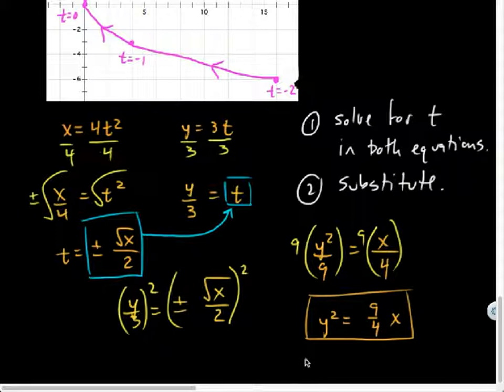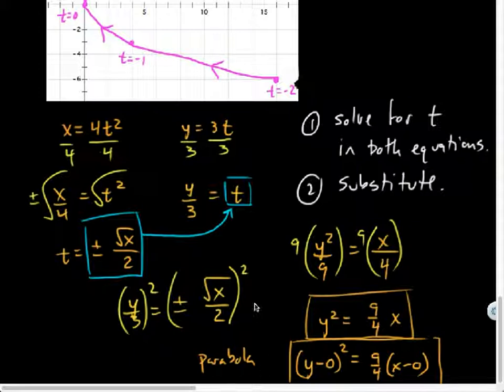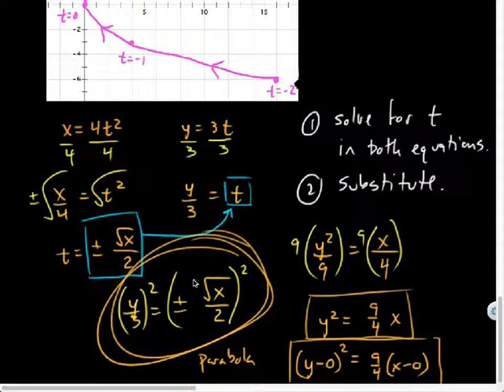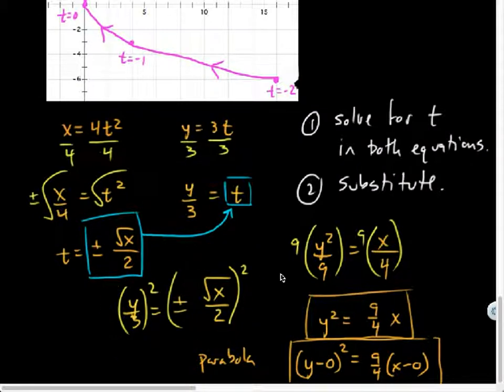Or if you really wanted to be a fancy pants, you could write that as y minus 0 all squared equals 9/4 times x minus 0, where the 0, 0 vertex would be a little bit more apparent to us. So yeah, it turns out this is a parabola. Okay. Although technically rectangular form, I also would have accepted this over here if you just multiply both sides by 3. That's technically still a rectangular form. It's just not in standard or general form, respectively.